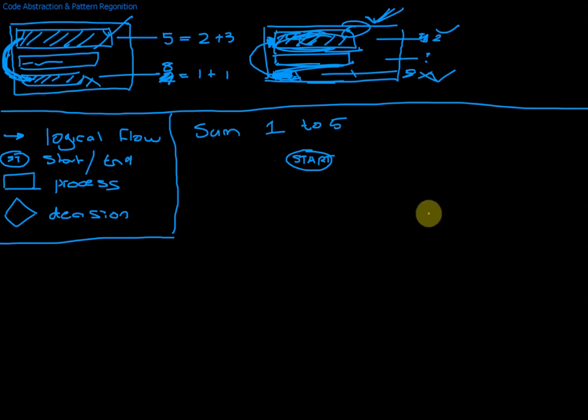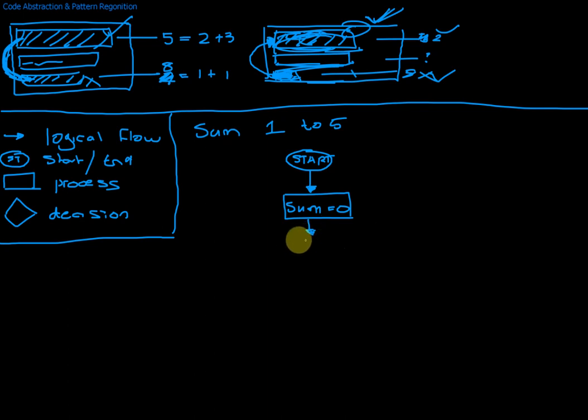So we start our program, and immediately we need to instantiate our variable sum, because sum is what's going to carry the total answer of what we want by adding the sum of 1 to 5. So from the start we instantiate the variable sum, and sum is going to be 0, because we want to start from 0 and slowly add all the numbers from 1 to 5.